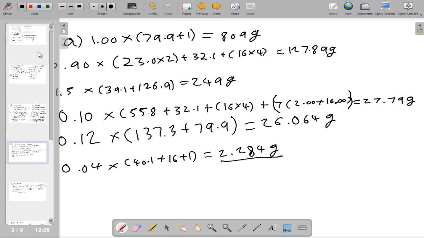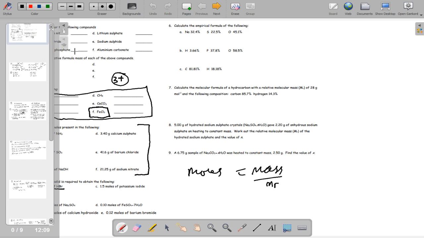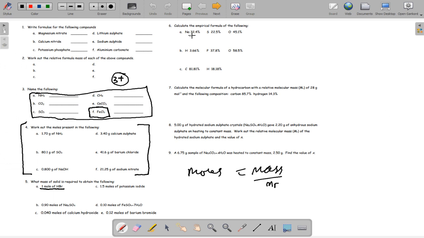So number 6 is some empirical formulae questions. So I've got the percentage by mass. Just need to calculate the empirical formula for all of these. And a quick pause, and we'll go through them.